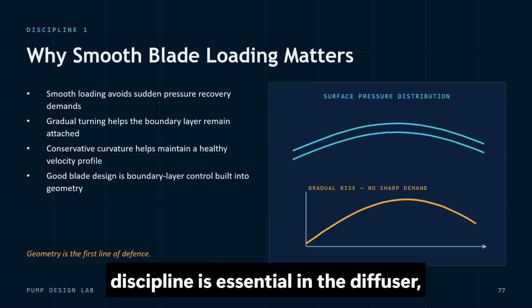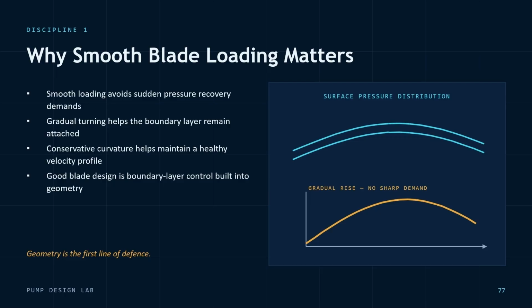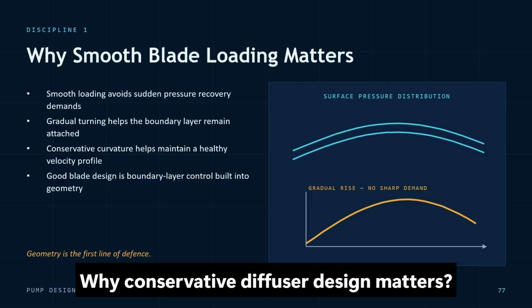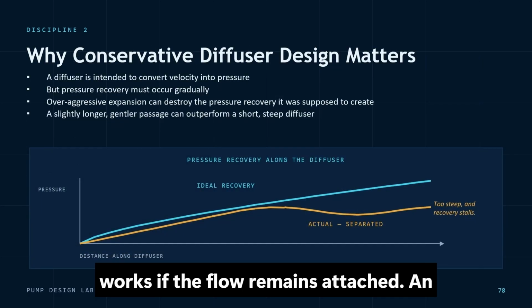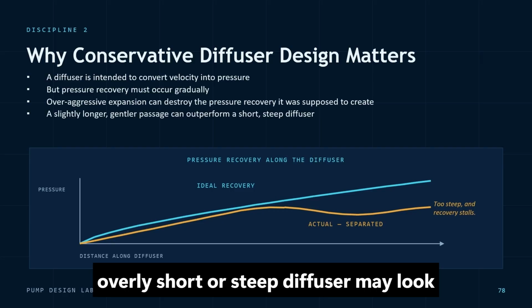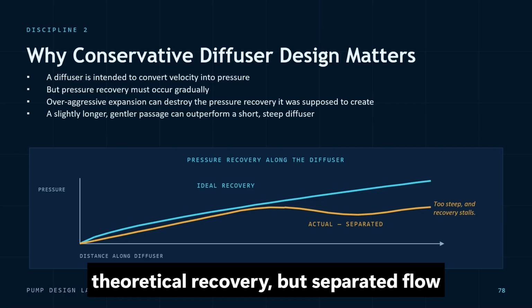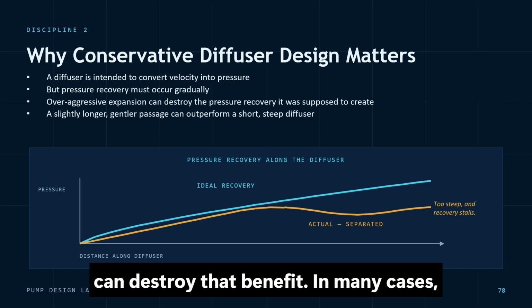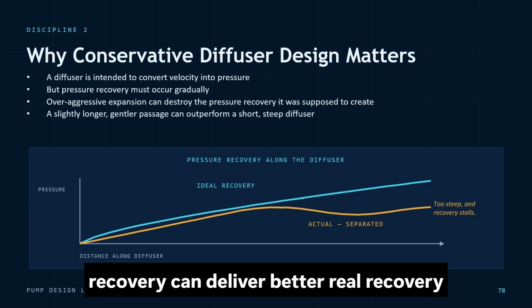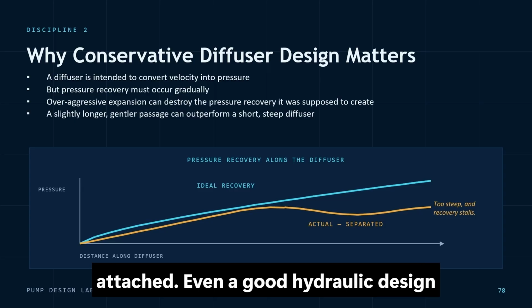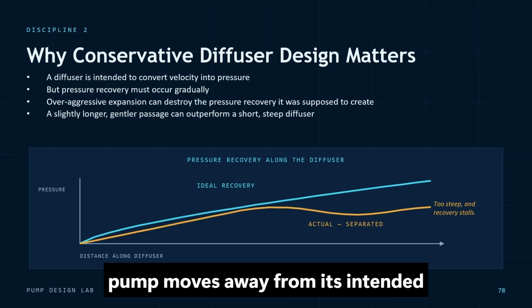The same discipline is essential in the diffuser, where the desired pressure recovery can be lost if expansion is too aggressive. Why conservative diffuser design matters? A diffuser is supposed to recover pressure, but pressure recovery only works if the flow remains attached. An overly short or steep diffuser may look compact and may promise strong theoretical recovery, but separated flow can destroy that benefit. In many cases, a gentler diffuser with lower ideal recovery can deliver better real recovery because the boundary layer remains attached.